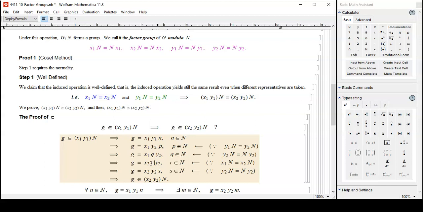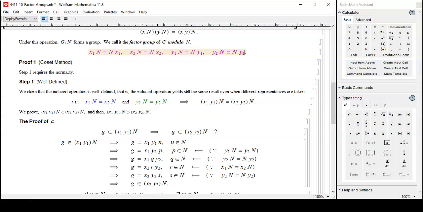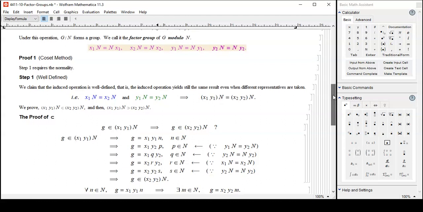Now I want to move this r over to the other side so that we have x2 times y2 times some element of n. So let's do that. Push over, switch the order. What did I use? I used this property, which I just highlighted in bold. I think I used this one twice, when we switch from here to there, and then now from here to there again. And then what do we have here? x2 times y2 times some element of capital N. So that belongs to x2 times y2 times some element of n.